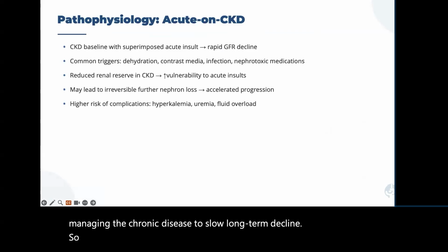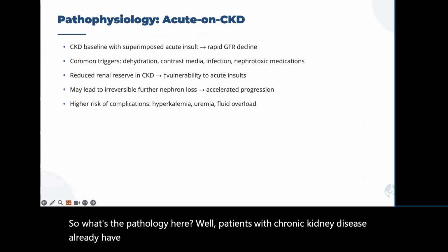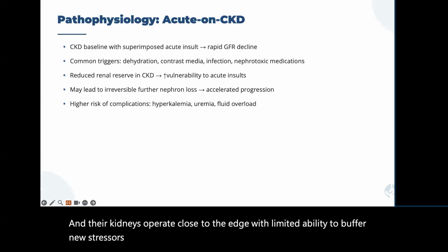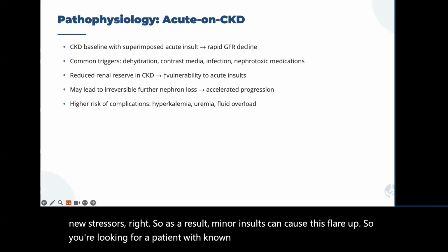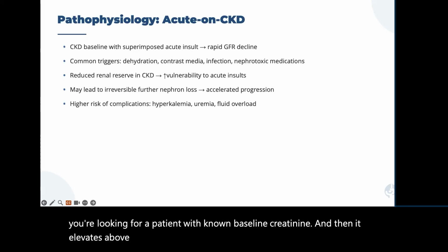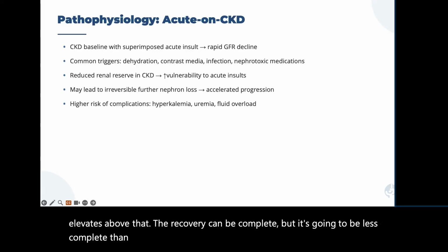So what's the pathology here? Well, patients with chronic kidney disease already have nephron reserve reduction, and their kidneys operate close to the edge with limited ability to buffer new stressors, right? So as a result, minor insults can cause this flare-up. You're looking for a patient with known baseline creatinine, and then it elevates above that. The recovery can be complete, but it's going to be less complete than the pure acute kidney injury presentation.